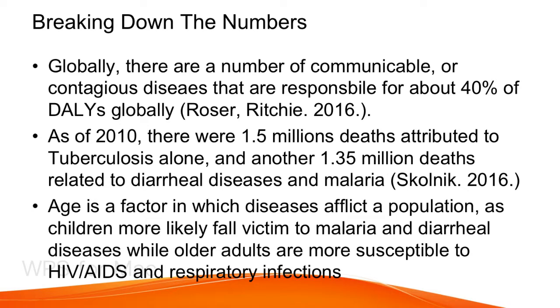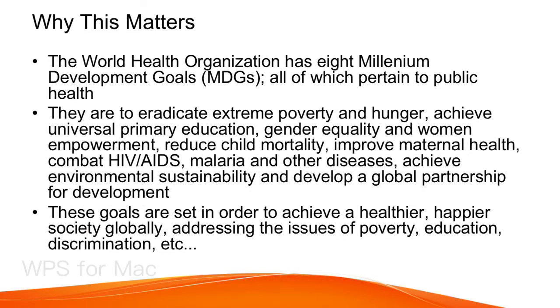Globally, there are a number of communicable diseases that have been attributed to about 40% of deaths globally. However, this disproportionately affects low and middle income countries, which can reach as high as 50%. Age is a huge factor when considering which population is affected by which disease, as children are much more likely to fall victim to malaria and diarrheal diseases, whereas older adults are much more susceptible to HIV/AIDS and respiratory infections.